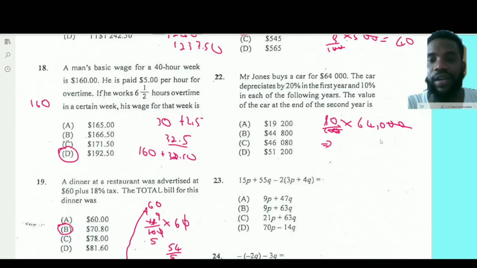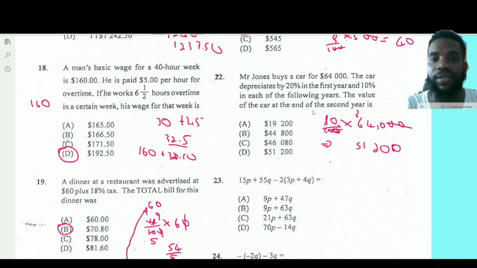Now, where the zeros are concerned, I'm just going to put back the 2 zeros. So you have a 0 for 80 and you have a 0 for 640. Put back those zeros. Now, 8 times 4 is 32. So you're going to put down the 2 and carry the 3. 8 times 6 is going to give you 48, 49, 50, 51. So you have 51,200. This is the value of the car at the end of the first year.